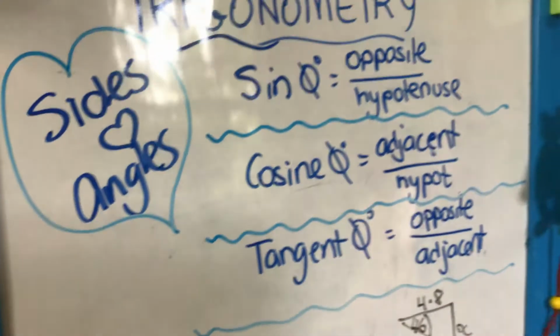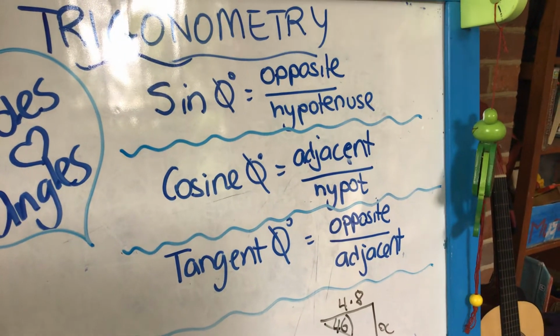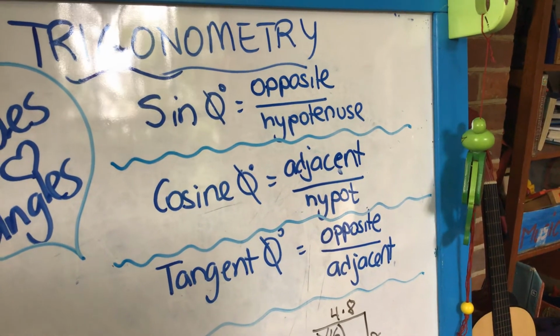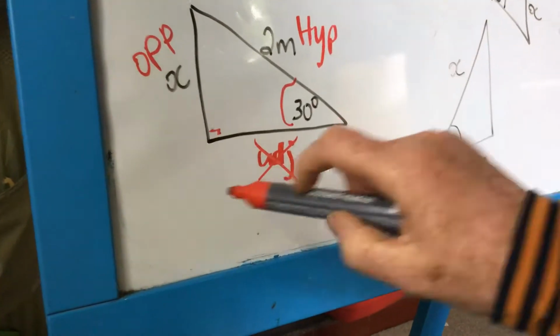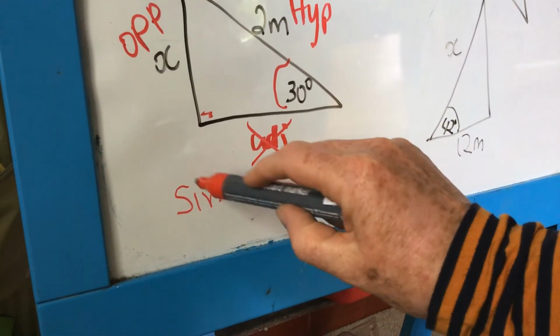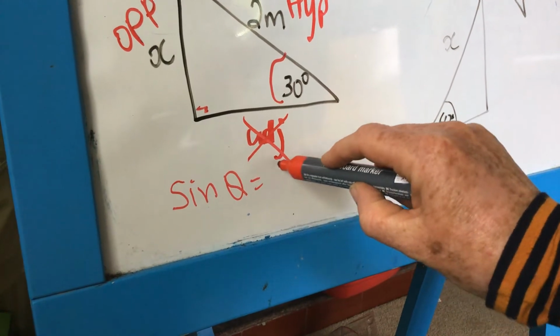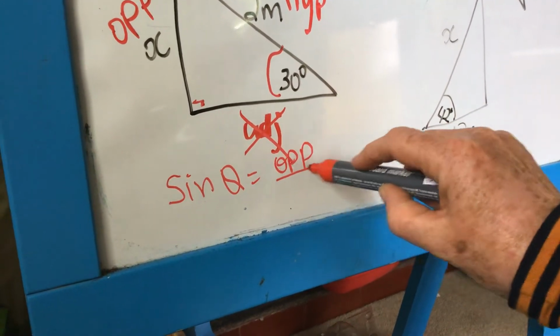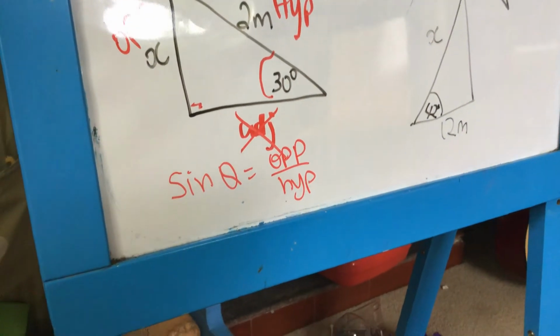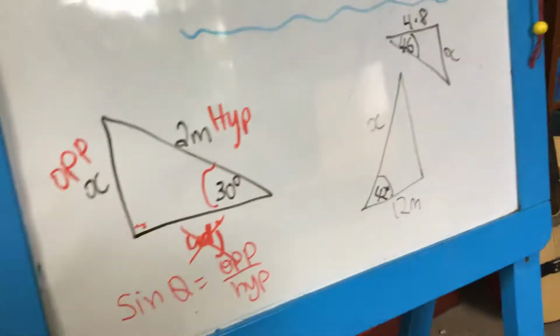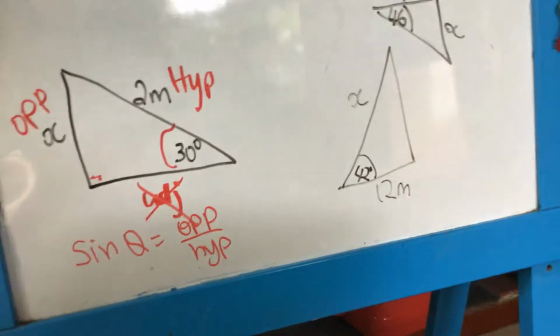Come back up to your ratios. Which one is opposite and hypotenuse? Yes, it's sine. So let's write that onto our diagram. We're going to use the sine of our angle equals opposite over hypotenuse. And we'll come back to that in a moment. Deciding is the main part of the problem. Let's look at the second triangle.